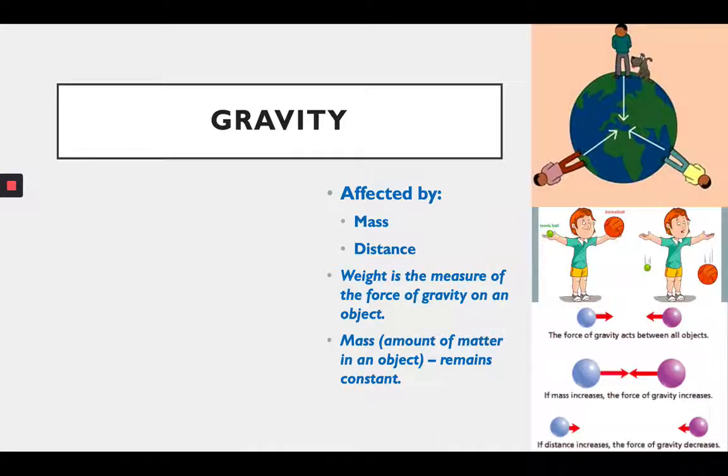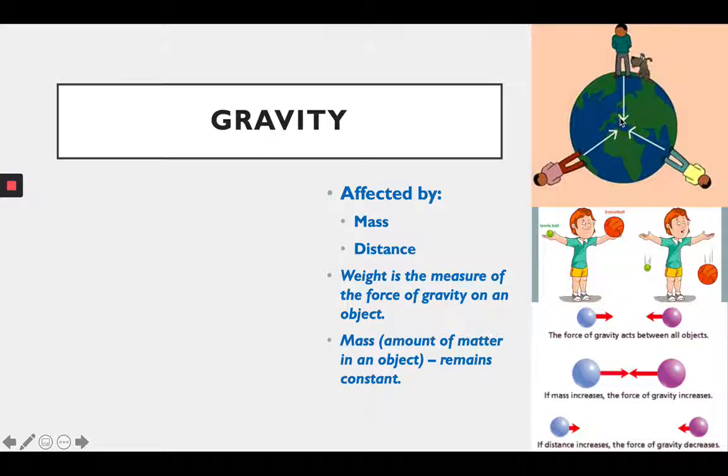Gravity is affected by both mass and distance, so we know that the greater the mass, then the greater the gravity. The greater the distance, then the less the gravity there will be. Weight, as you might recall from our conversation last week, is the measure of the force of gravity on an object, whereas mass is just the amount of matter in an object, and mass will remain constant, whereas weight will change depending on the gravity that that object is experiencing.